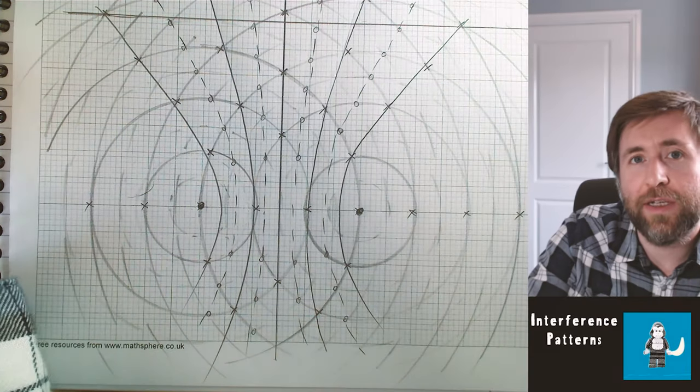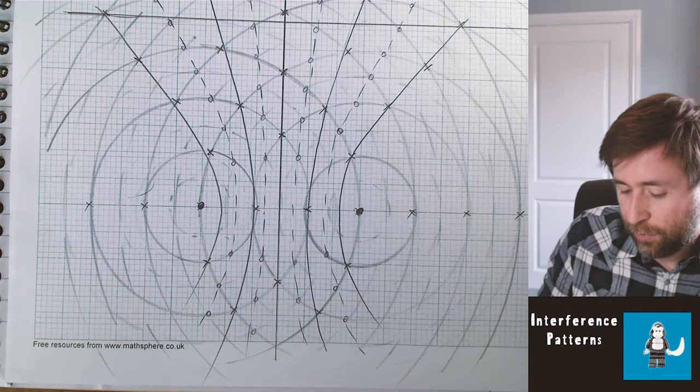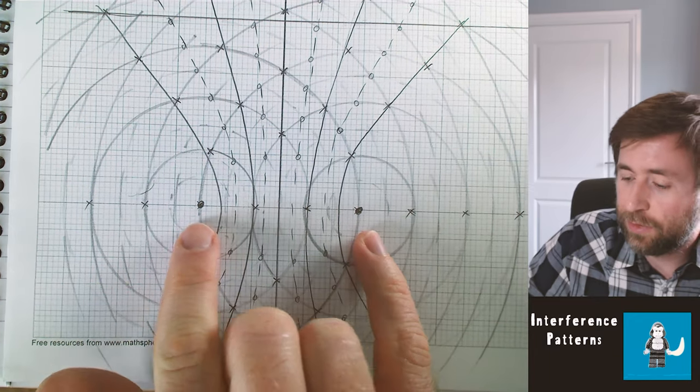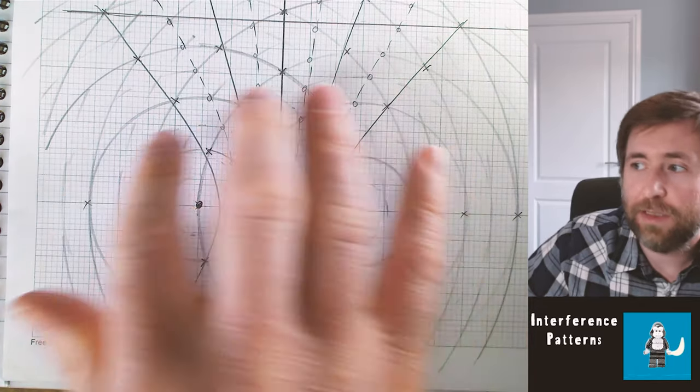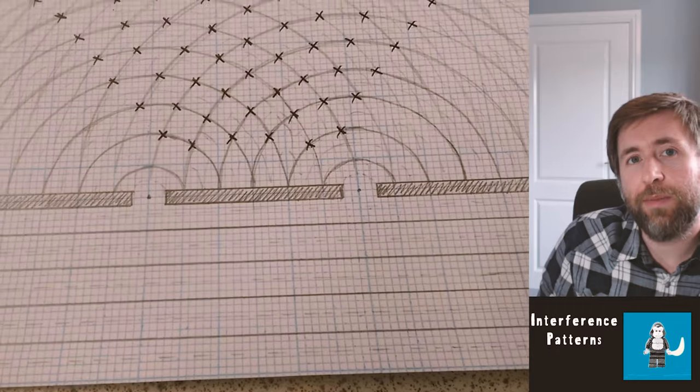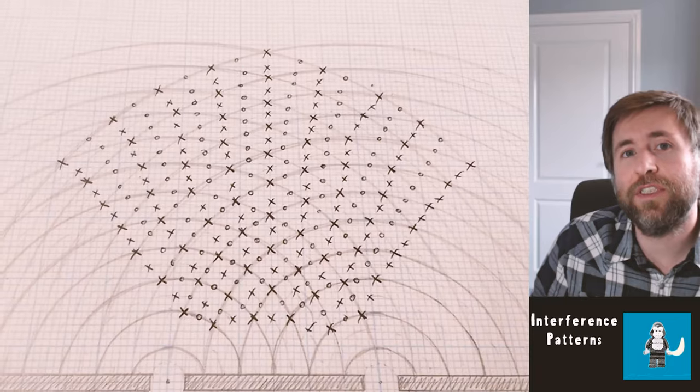That is interference patterns between two circular sources, and it works exactly the same if it's laser light approaching two gaps and being diffracted, and those two semicircular patterns are overlapping, or if it's waves on water, or if it's sound in the room.